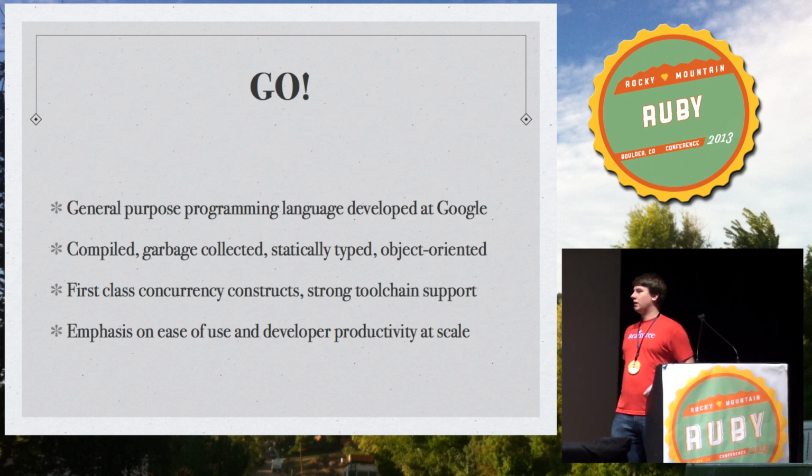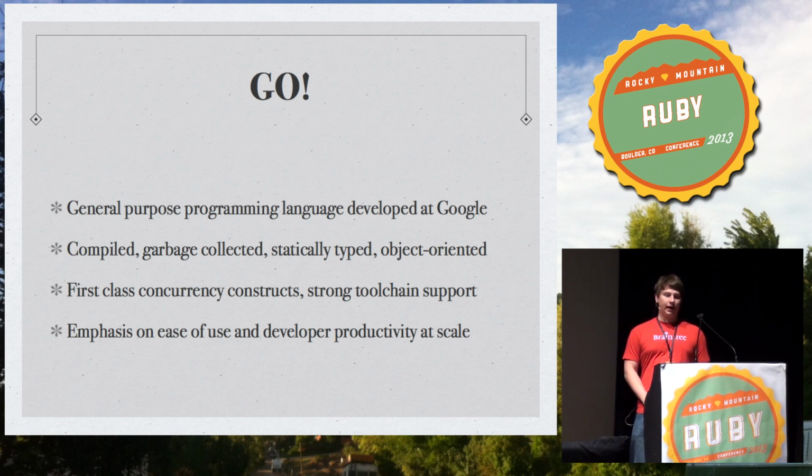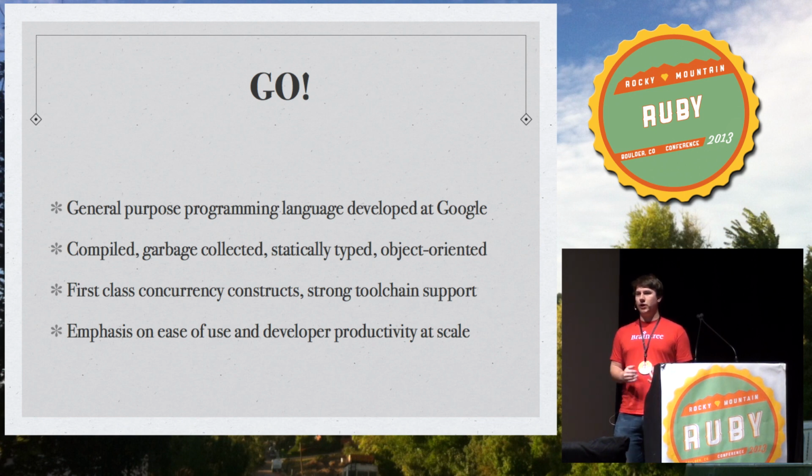But if you just go on Wikipedia and look at the categories of programming languages, it is compiled, garbage collected, statically typed, and object-oriented. So it sounds a little bit like Java. I think you'll find it's actually quite different. Go is noted because it has a lot of first-class concurrency support. It also has a very strong toolchain emphasis, including automatic code formatting and stuff like that.